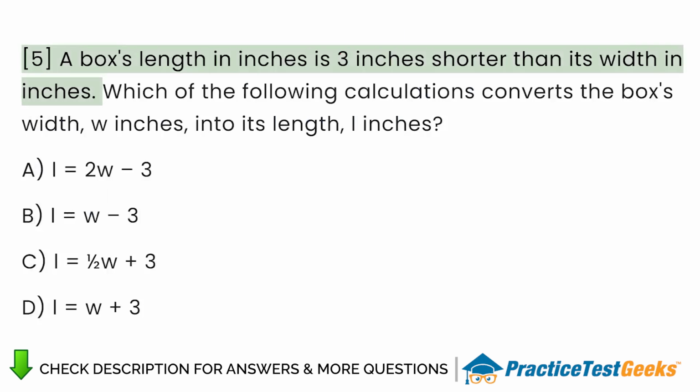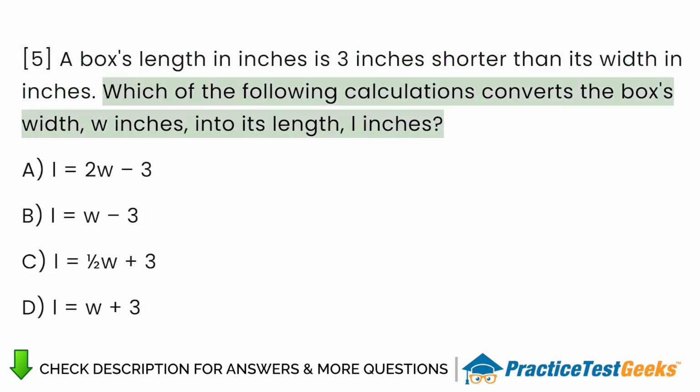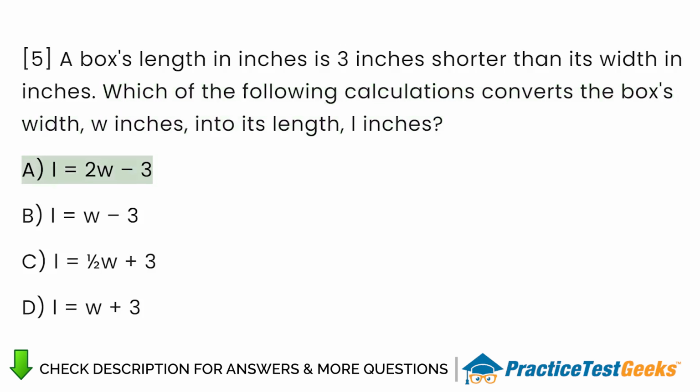A box's length in inches is 3 inches shorter than its width in inches. Which of the following calculations converts the box's width, W inches, into its length, L inches? A. L equals 2W, 3. B. L equals W 3. C. L equals 1/2 W plus 3. D. L equals W plus 3.